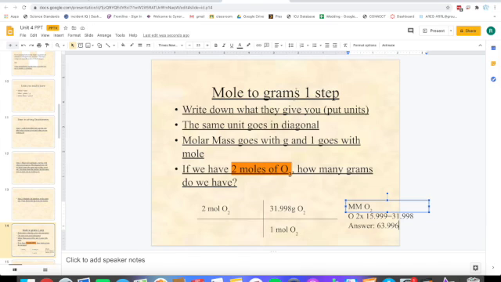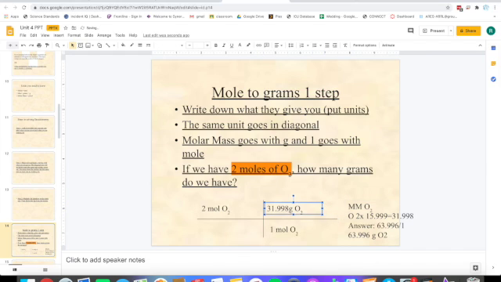Now, we divide it by what's on the bottom. In this case, the only thing in the bottom is a 1. So it'll be 63.996 divided by 1, which we know is just 63.996. And your answer will be grams of O2, because that's what we're looking for right here, grams of O2.